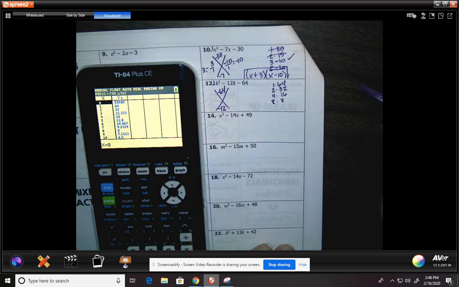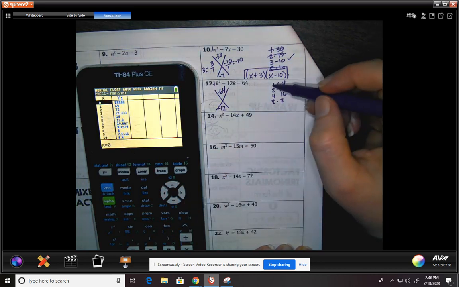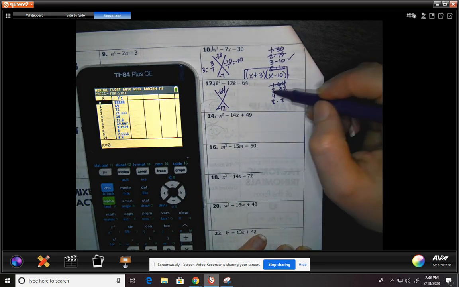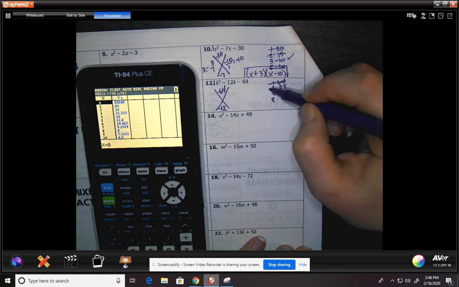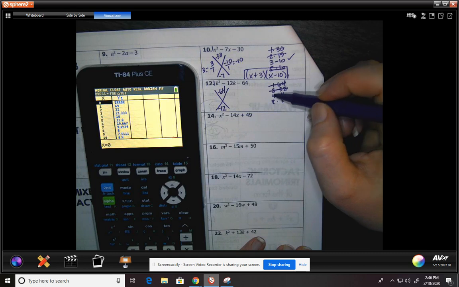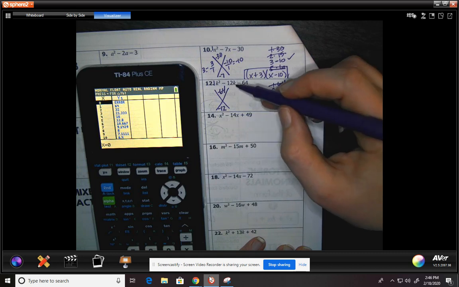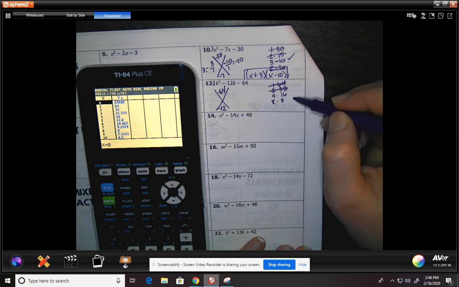Okay, so now if I check these, 1 plus 64, not going to get me to 12, and 64 minus 1, not going to get me to 12. 2 plus 32, not 12, and 32 minus 2, not 12. 4 plus 16 is not 12, but 16 minus 4 would give me 12, just not negative 12. And then 8 plus 8 would be 16, and 8 minus 8 would be 0.